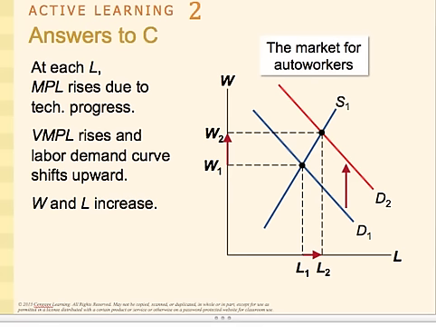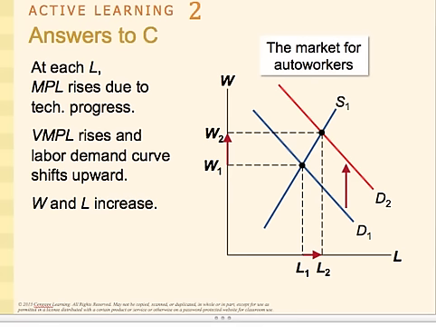The market for auto workers. At each labor level, marginal product of labor rises due to the technological progress given in section C, which means we can produce more. In this scenario, obviously the capital and the laborers are complements. The capital does not replace the wage earners. They do not replace labor. They actually enhance what they can do.